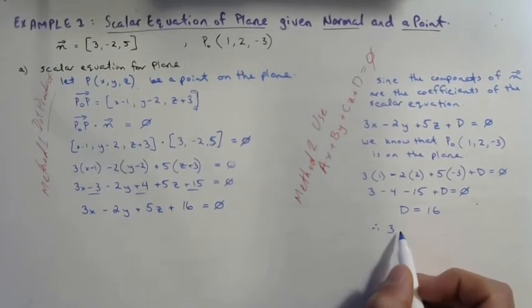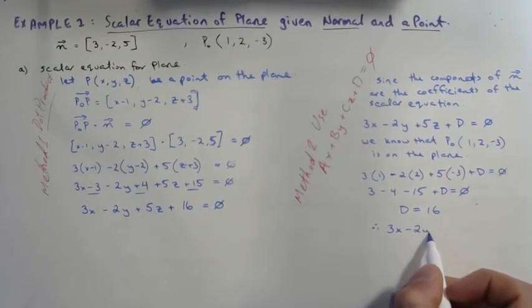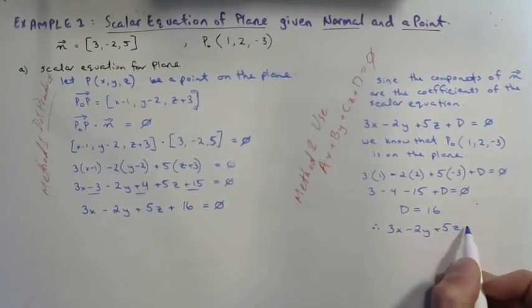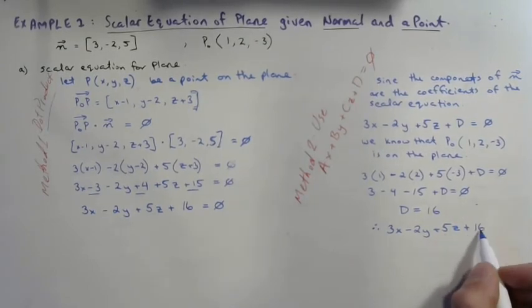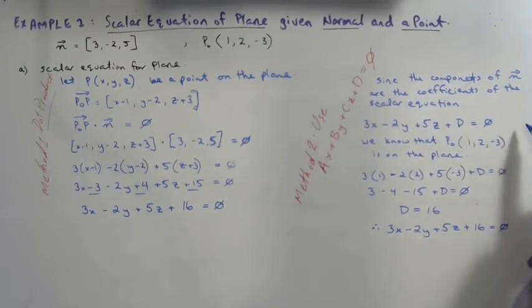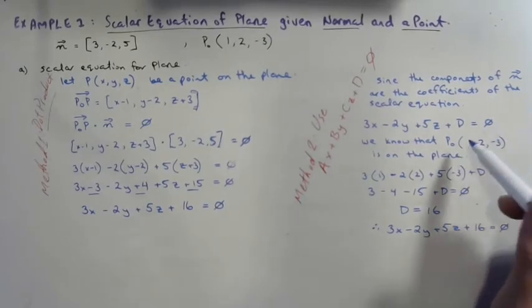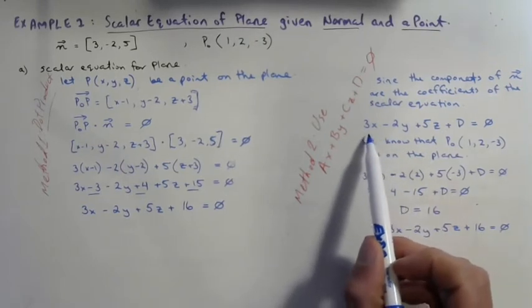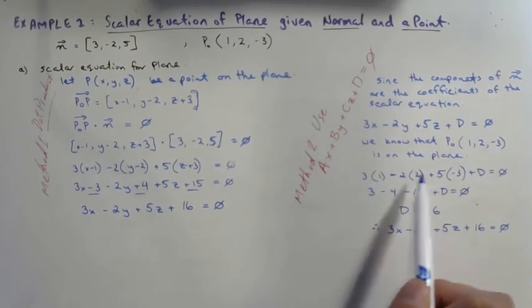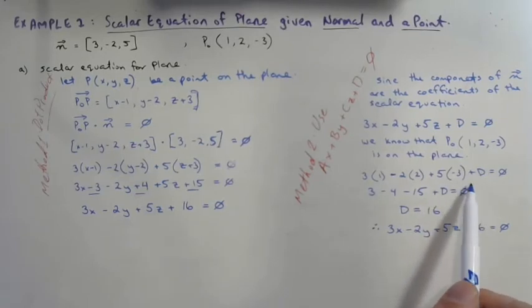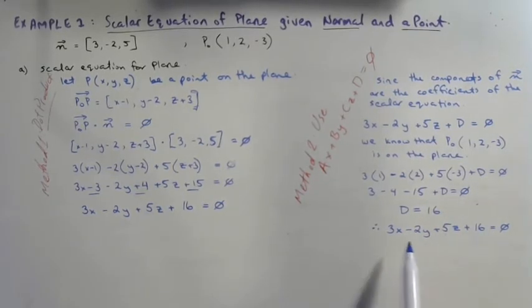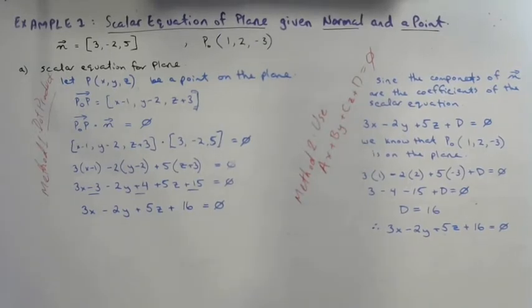Therefore, 3x minus 2y plus 5z plus 16 equals 0. Now this side looked a bit longer, and it maybe even took us longer, but that's just because I was explaining it as we went and writing little notes. You would just write this, sub in the points that you know that will satisfy the equation in order to solve for your last missing constant there, and then rewrite the equation in scalar form.